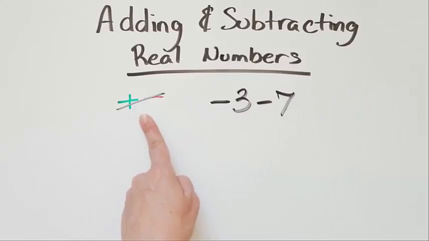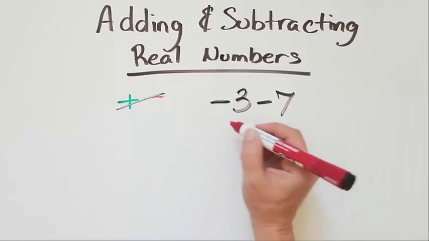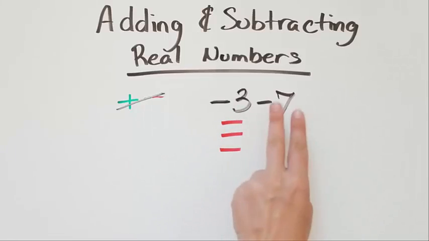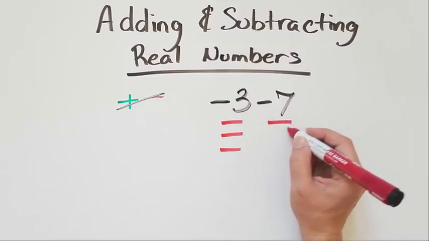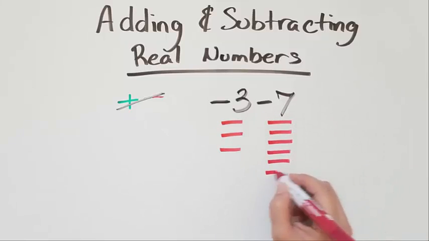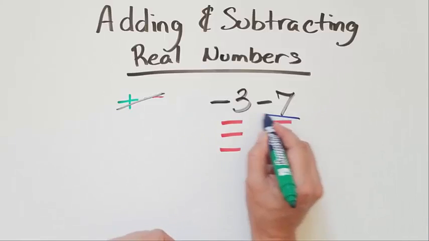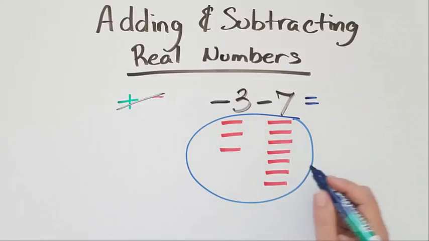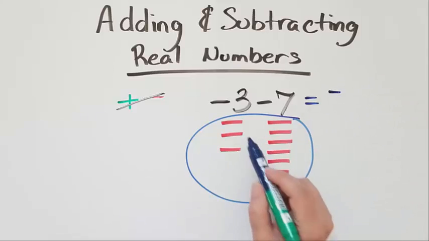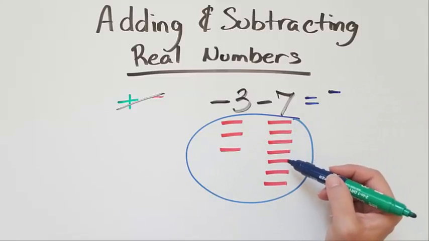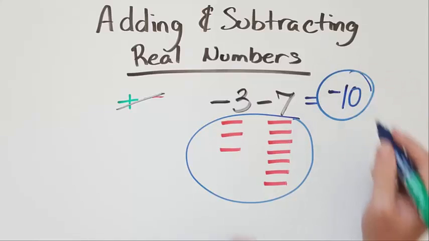We're going to use the same thought process to solve -3 minus 7. This number represents -3. 1, 2, 3. This represents -7. 1, 2, 3, 4, 5, 6, 7 negatives. Whenever you can pair up a positive with a negative, they cancel out. I have no positives to pair up with any of these negatives, so nothing cancels out, which means all of this is my answer. I have only negatives, so my answer is a negative. 1, 2, 3, 4, 5, 6, 7, 8, 9, 10. My answer is -10 because there were 10 negatives in here.